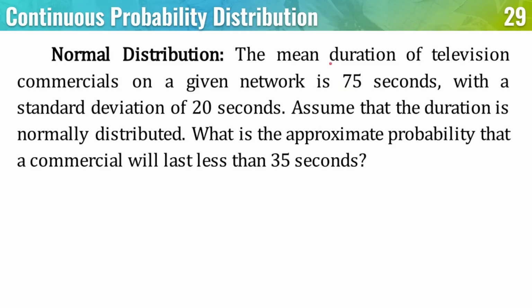So let's identify our variables. The mean duration is 75 seconds. So this can be our mu or our x bar. x bar is another way to represent the mean. With a standard deviation of 20 seconds. This is denoted with the Greek letter sigma.